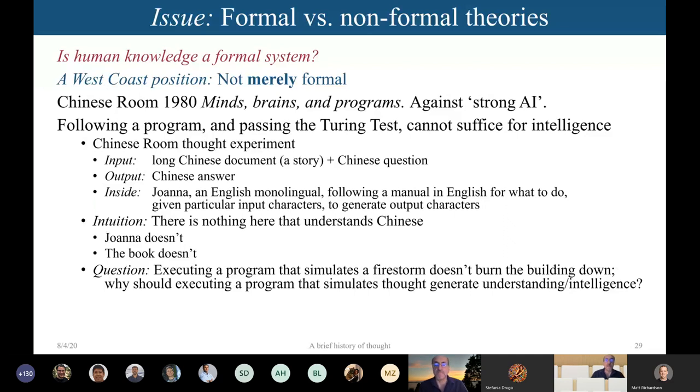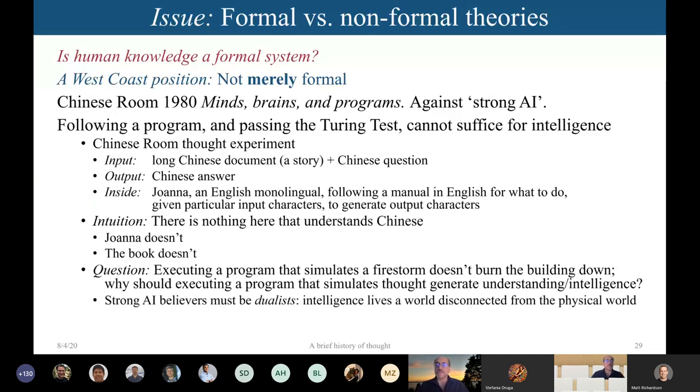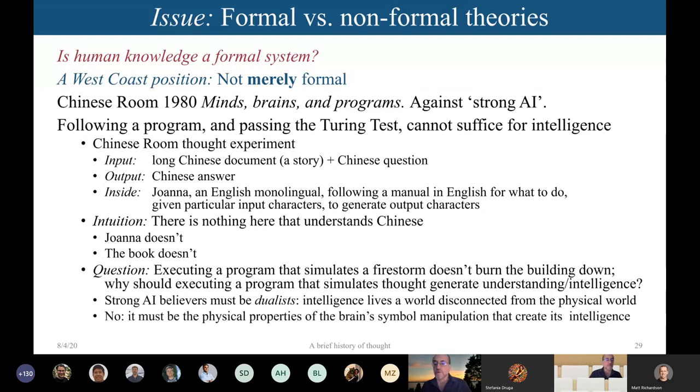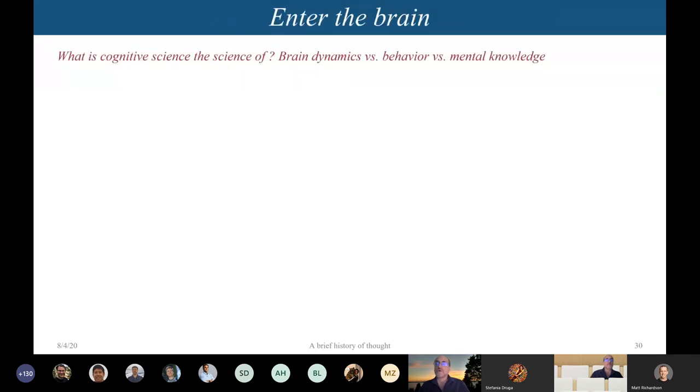Believers in strong AI must think that intelligence, unlike fire, lives in another world, a mental world disconnected from the physical world. They must be dualists in the sense of Descartes. But we, of course, are not dualists. We are physicalists who believe that cognition is a property of the physical brain. So, this paper argues, it must matter that it's a physical brain that is performing symbol manipulation in our case. That's what creates intelligence. So it's about time we bring the brain into the story.